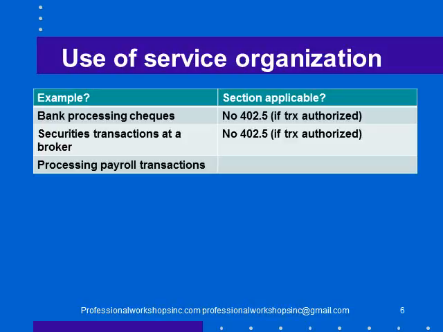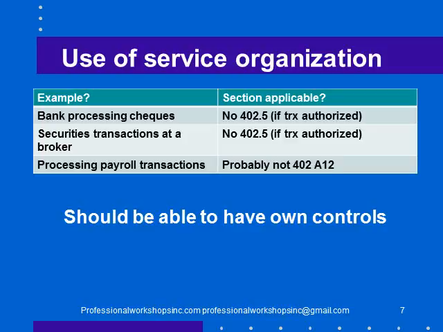Processing payroll transactions, well, now there's a whole bunch of stuff that the service organization is doing for us and a whole bunch of controls that are at the service organization, but again, we should be able to very easily check that they've done what we asked them to do by comparing things and checking that it's been done properly. So again, the answer is probably not, because in each of these three cases, we probably have our own adequate system of internal control, and the auditor can look at it, and there's no need to do anything else.